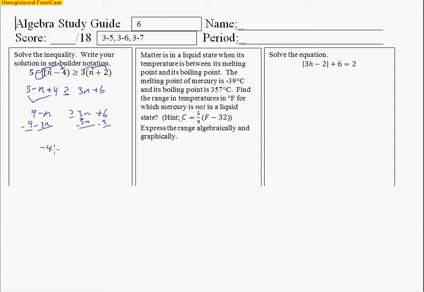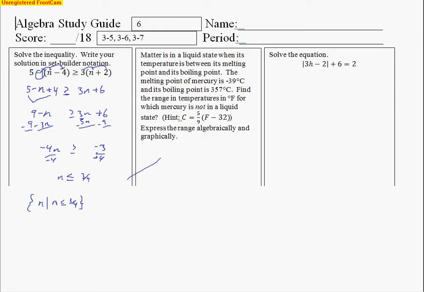So I end up with -4n is greater than or equal to -3. Same sign, I add; opposite sign, subtract. From this point, I'll divide by the -4, and that'll do a couple of things. First of all, it'll switch the inequality sign around, so now I have n is less than or equal to 3/4. So the set builder notation looks like this. We've got our brace signifying a solution set, and all values of n such that n is less than or equal to 3/4 is what I'm looking for, and then close the brace.